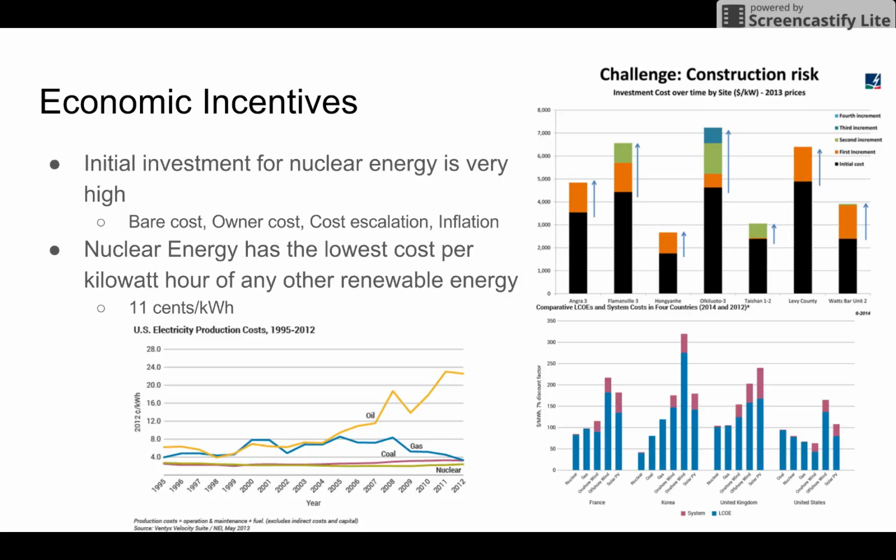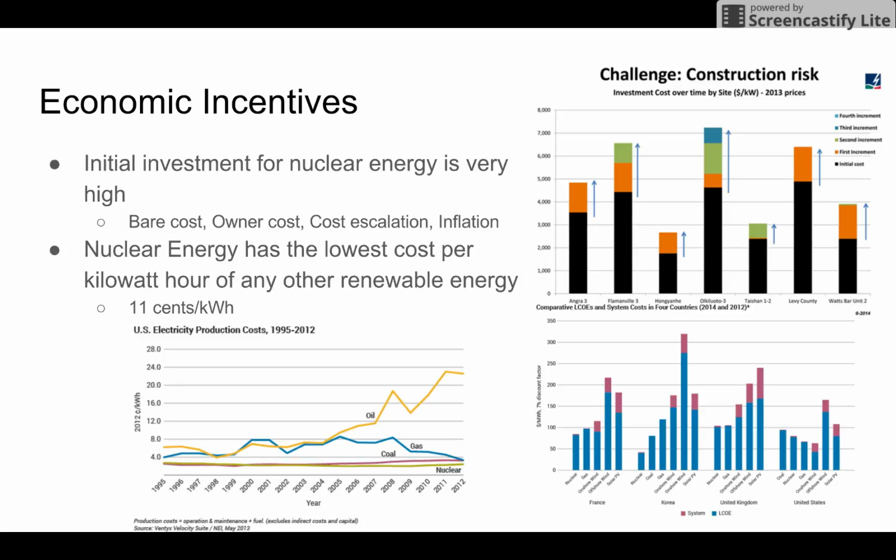And you'll see in the top graph to the right, the first bar of each of those is the initial cost, and the initial cost is always incredibly high for all of those nuclear energy plants. But you'll see the second graph towards the bottom, you'll see that compared to other renewable energy sources, nuclear energy has the lowest cost per kilowatt hour of most of them.